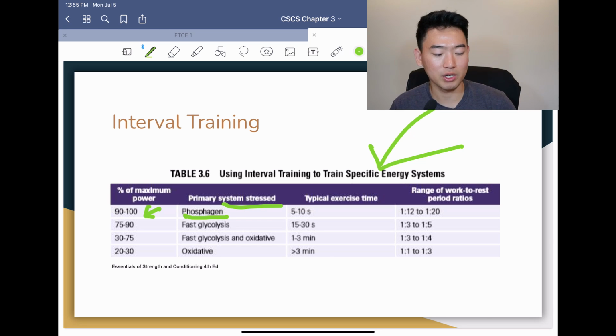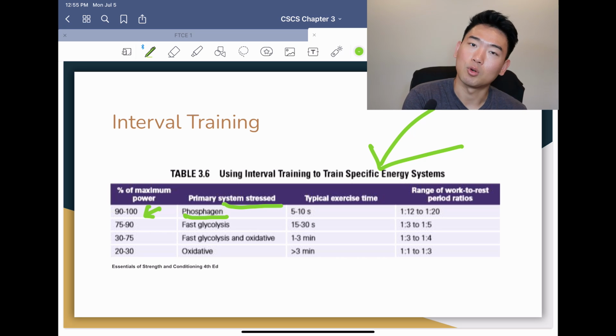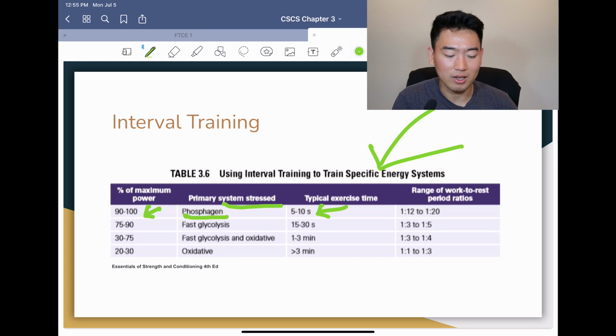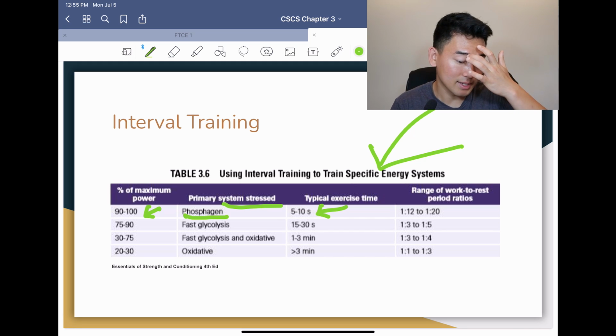With phosphagen, the percent of maximum power says 90 to 100. Like I said, it's a very quick, short burst of speed, energy, and force, and it doesn't last long, right? We talked about it earlier with the running back making plays. Here it says 5 to 10 seconds. Earlier it says 0 to 6. Okay, give or take. Let's say up to 10 seconds, right? Typical exercise time is 10 seconds.